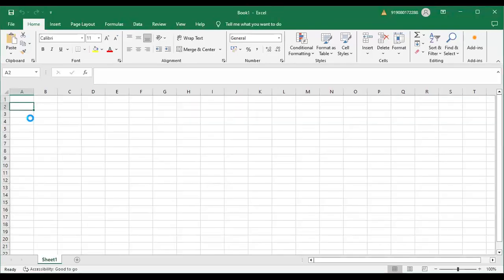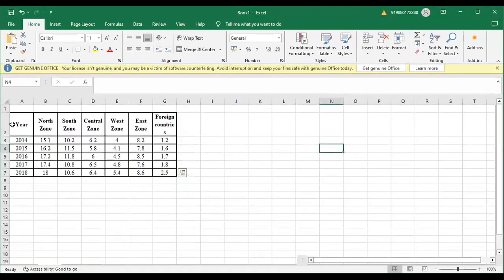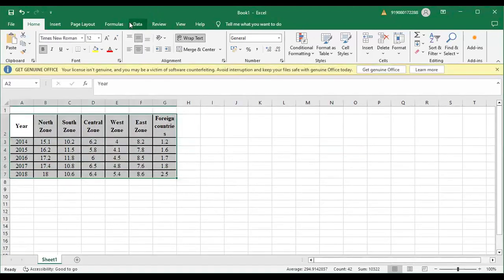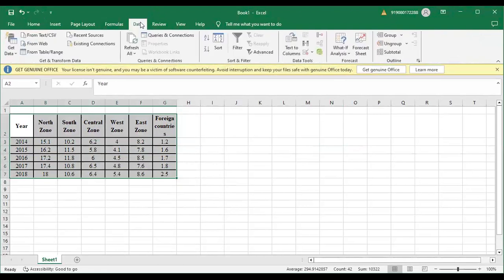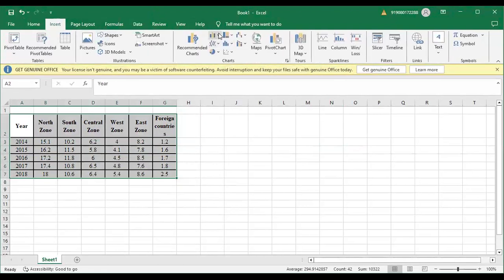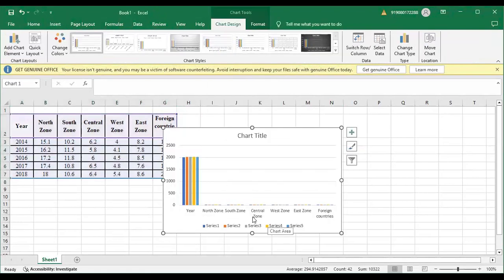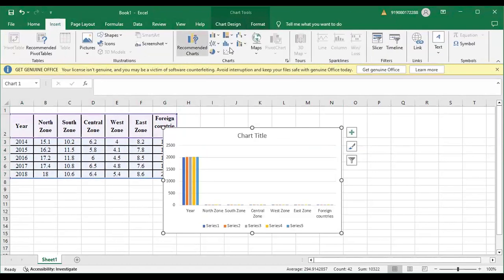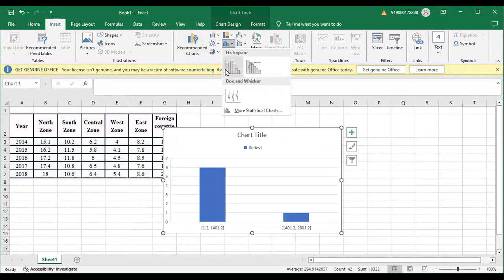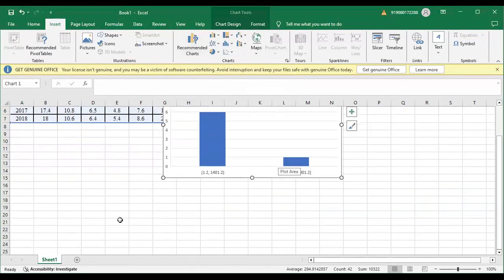Okay, 1 minute. See here, I put the table, right? Now what I'm going to do is select the table and go to insert. Okay, this is a bar chart. Now, insert. I think there is some error in the data.